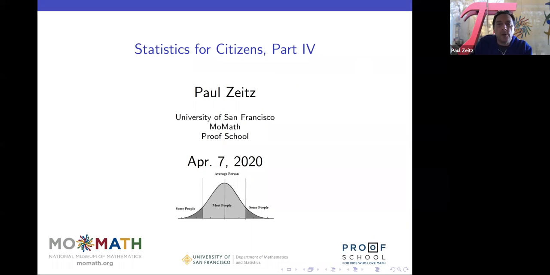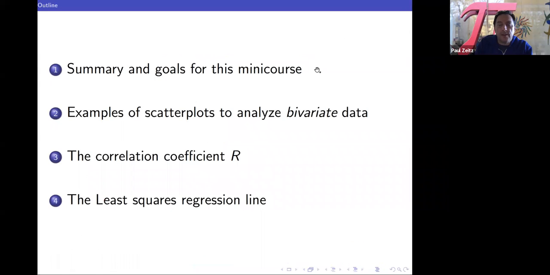I want to briefly review what we did earlier in the mini course, but the main goal for today is 3 things: the idea of bivariate data, understanding 2 variables, and 2 computational things that allow us to think about that.